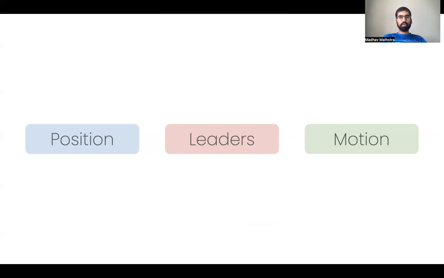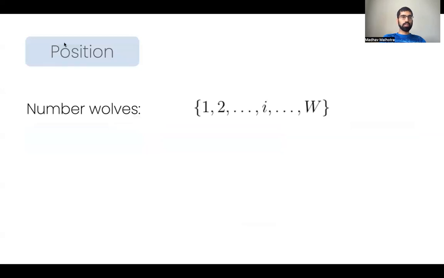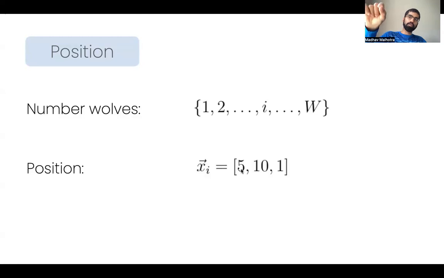So the first thing, regarding position, let's again have W wolves: the first, the second, up to the Wth wolf, and each of these wolves will have some position associated with it. So let's say in real life, you have 3 dimensions, you could have a 3D position for the ith wolf, and that could be go 5 in the X direction, 10 in the Y direction, 1 up. That could be something that works.